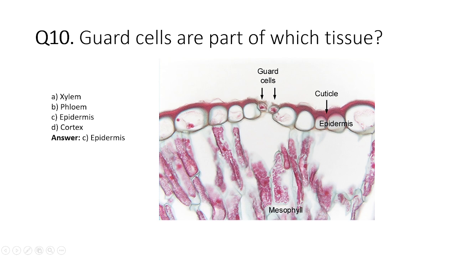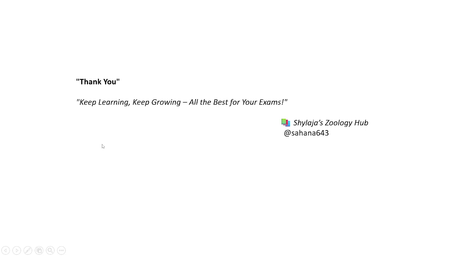Next question. Guard cells are part of which tissue? The options are A. Xylem, B. Phloem, C. Epidermis, D. Cortex. The correct answer is C. Epidermis.